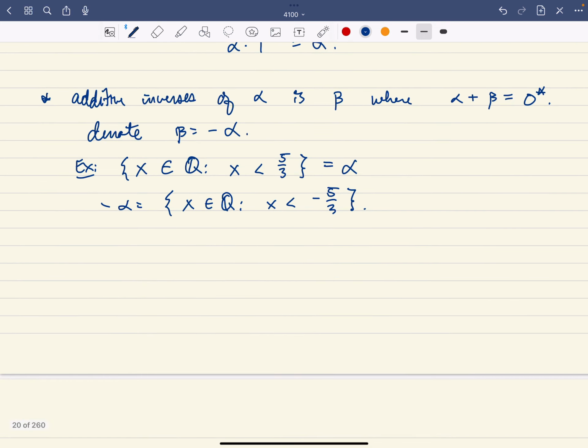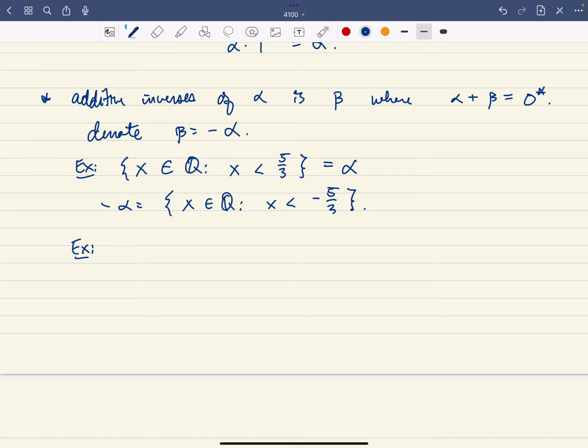Okay, and so that's how that's going to work. Now, if I have a cut that does not represent a rational number, now it represents something new, like the square root of 2, for example, then we have to be very clear about how we define the additive inverse.